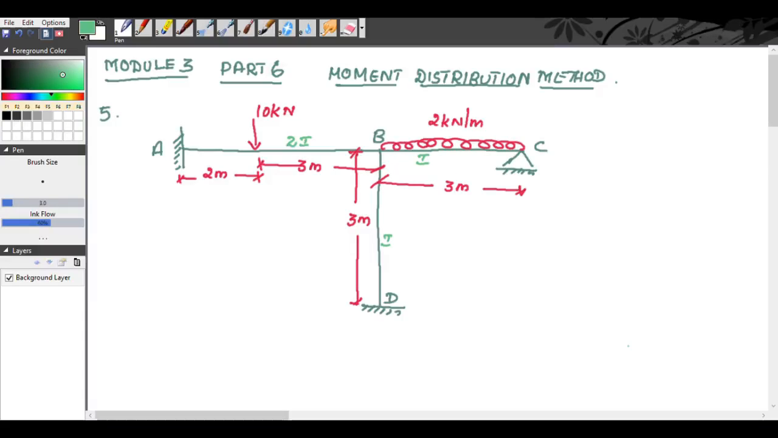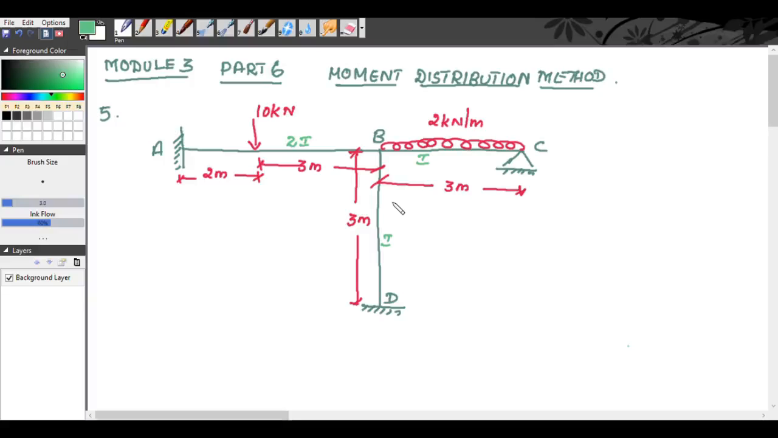So today we are going to see another type of problem. The speciality of this problem is the joint B consists of three members, BA, BC and BD. In the previous problems of analyzing continuous beams, we had only two members meeting at a joint. But here we have three members meeting at a joint. In such cases, how will we analyze the beams? Okay, so let us see.